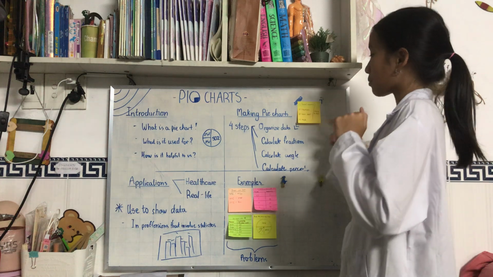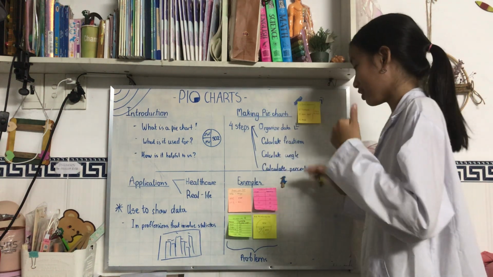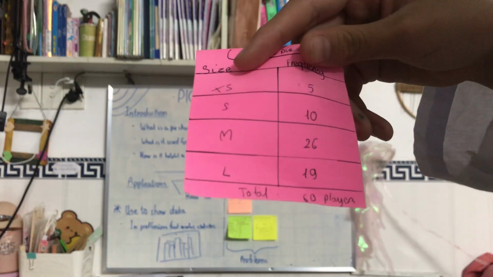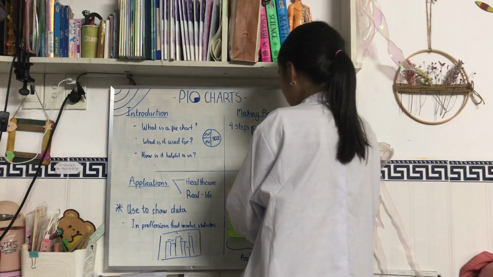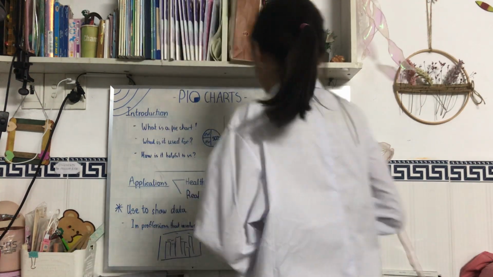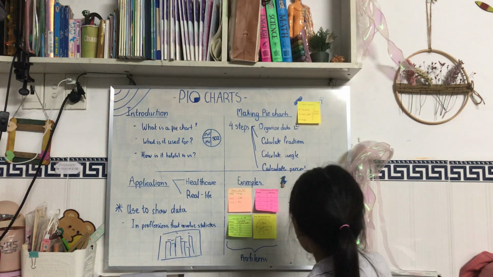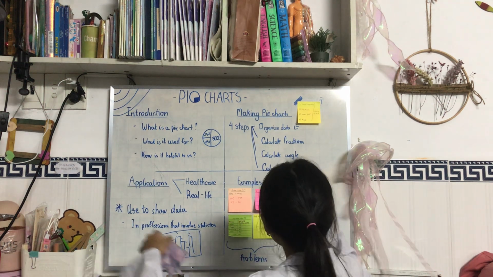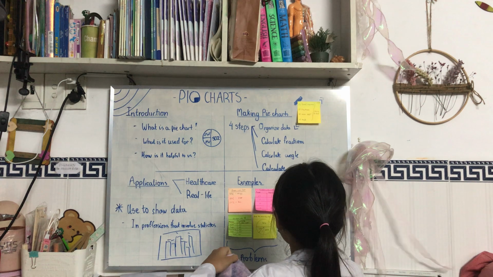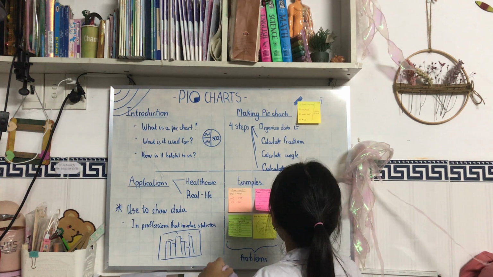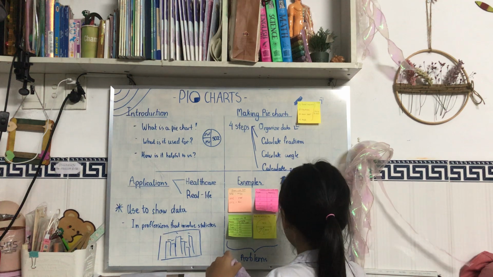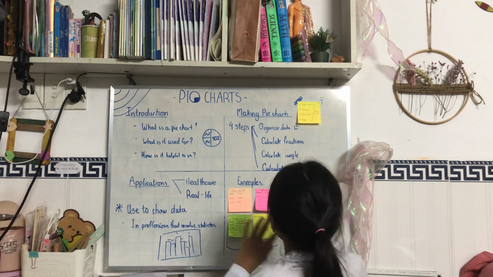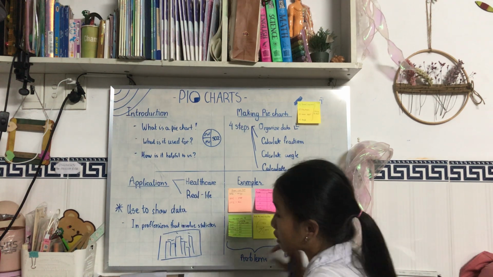Then we will move on to the next part, calculating fractions. How can we calculate fractions? Well, if you look here, in total there's 60 players. And 60 players is the denominator because that's the whole. 60. And then we will take turns giving out the numerator. 5 over 60, 10 over 60, 26 over 60, 19 over 60. Those are the ways to calculate the fractions. We don't even have to calculate that. Then we have to calculate the angle.